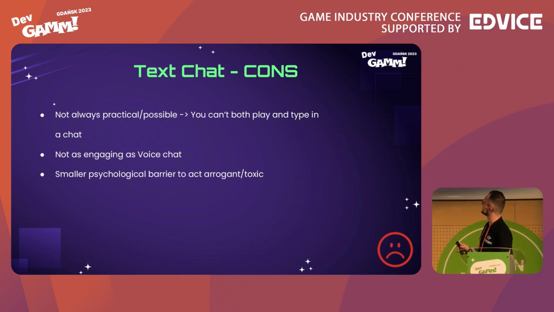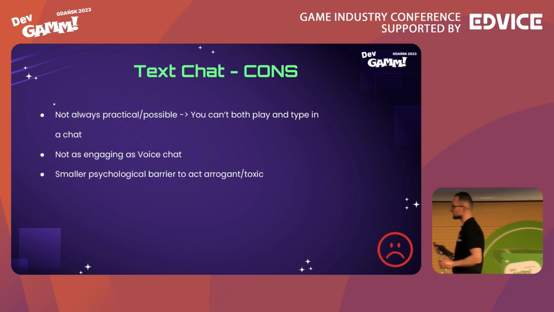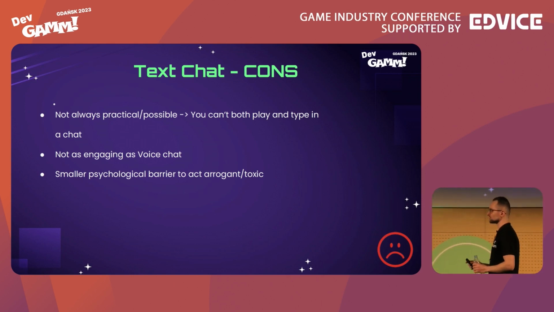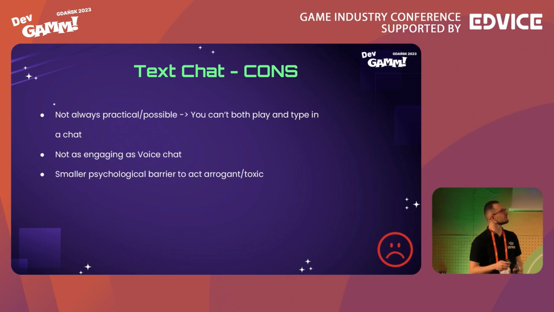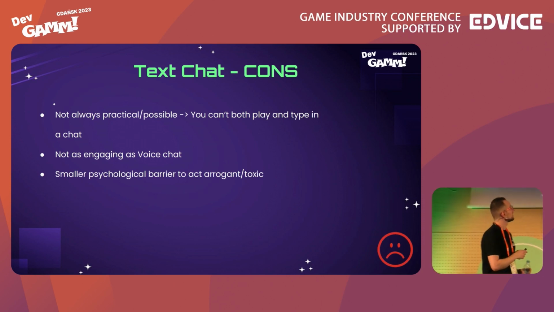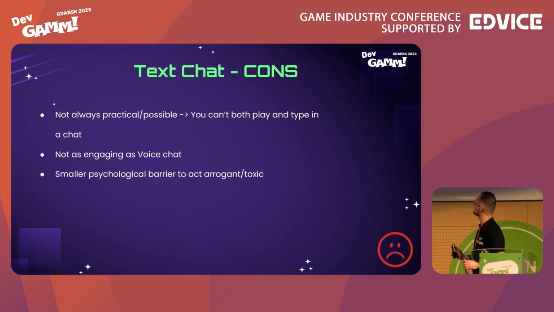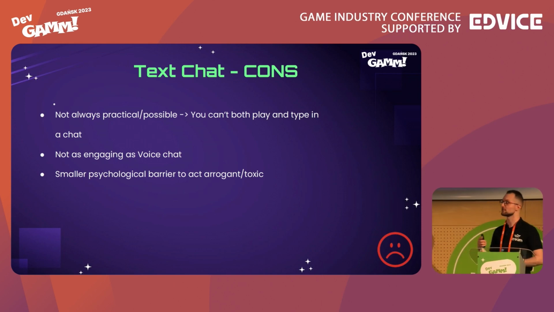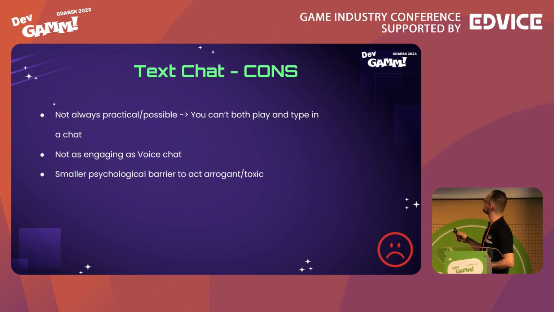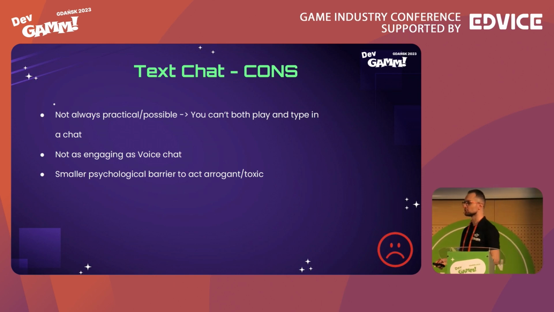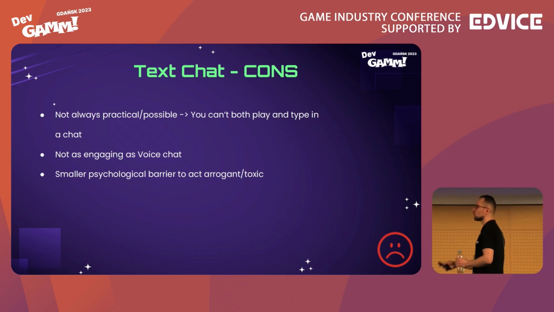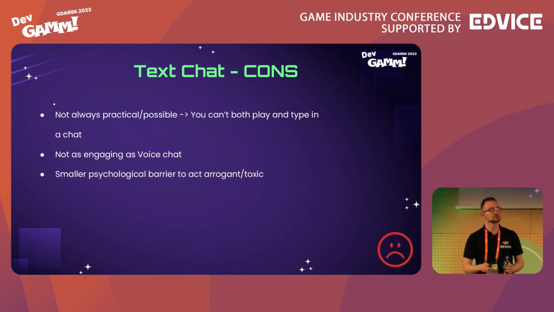Text is not as engaging as voice, but you can try to improve it with fun features like reactions, GIFs, emojis, and stuff like that. It's also worth noting that because there is a smaller psychological barrier and we remain more anonymous when texting, players tend to be a bit more arrogant and toxic. Okay, it's easier to be arrogant when typing than when using voice communication.